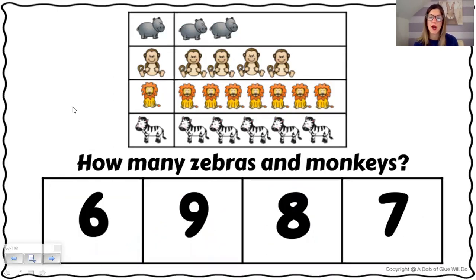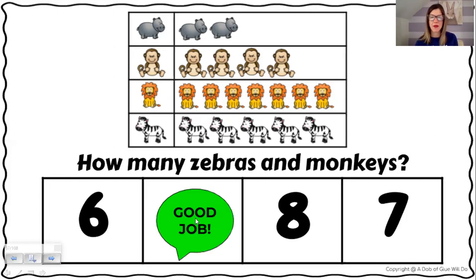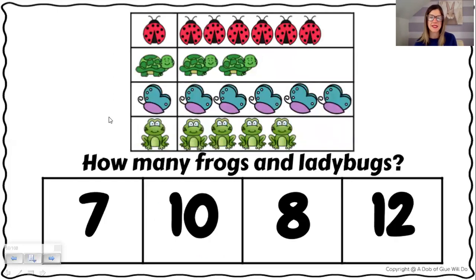Now the question says, how many zebras and monkeys? We're going to count up both the zebras and the monkeys. I want you to use your finger. Okay, let's start with the zebras. 1, 2, 3, 4, 5. And let's add on the monkeys. What comes after 5? 6, right? Okay, so start with your first monkey. 6, 7, 8, 9. There are 9 zebras and monkeys.